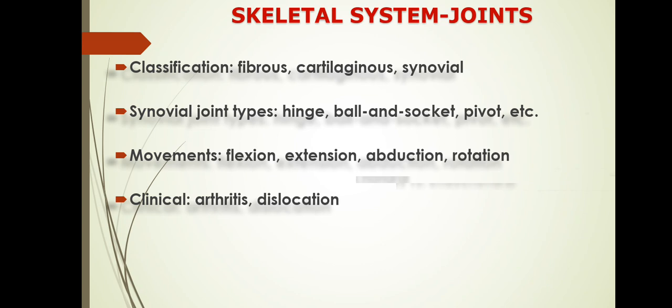Apart from that, of course, you know that the skeletal system has an extra component, which is what? The joints. You have to know the classification of joints: the fibrous joints, the cartilaginous joints, the synovial joints. You have to know these. Of course, you also have the synovial joint types, where you've got the hinge joints, the ball and socket joints, pivot joints, and other types of joints that you covered. You have to know these kinds of things.